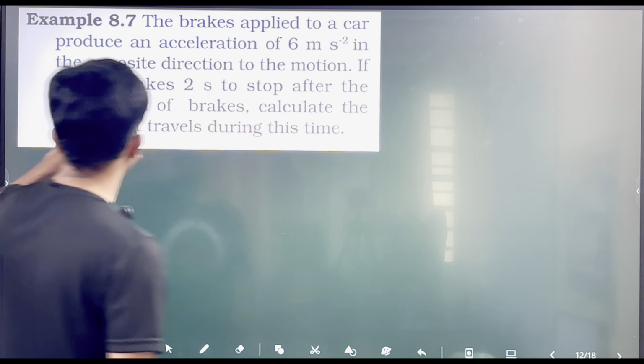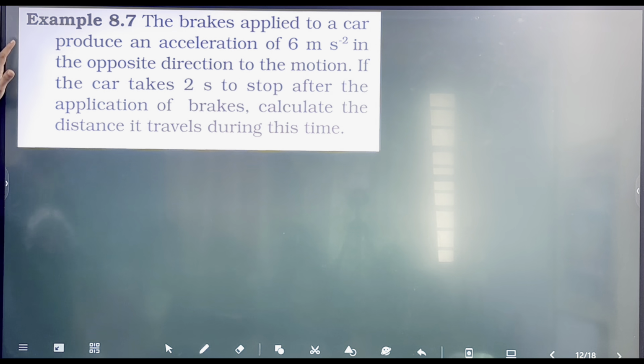Now you see, in this question, the brakes applied to the car produce an acceleration of 6 meter per second square in the opposite direction to the motion. This means you have to consider it as negative acceleration. If the car takes 2 seconds to stop after the application of brakes, calculate the distance it traveled during this time.